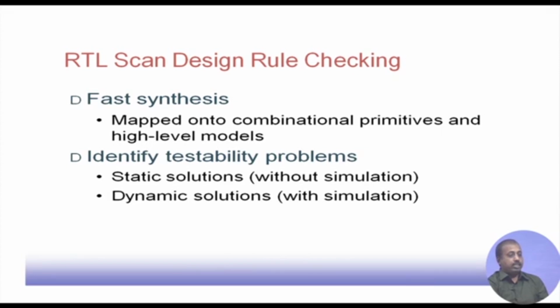So, RTL scan design rule checking. For fast synthesis, the design is mapped onto combinational primitives and high level models, since we want to do the synthesis process fast. We have pre-designed modules, so we just map the functionalities onto those high level models and combinational primitives. But there may be testability problems.